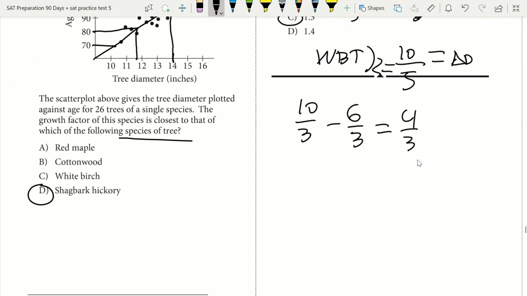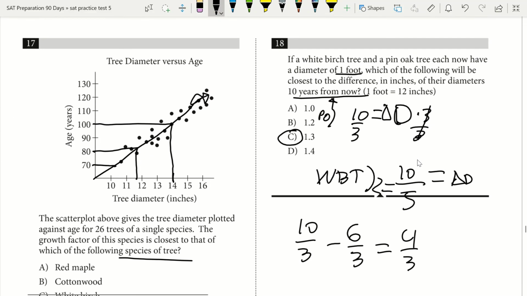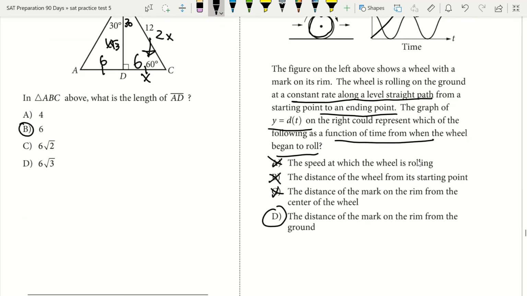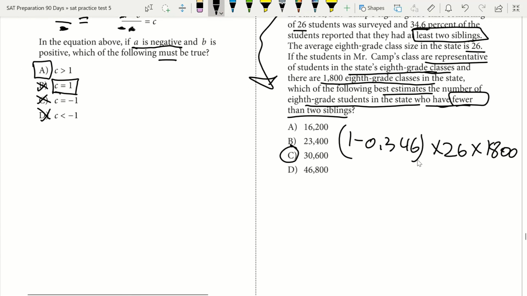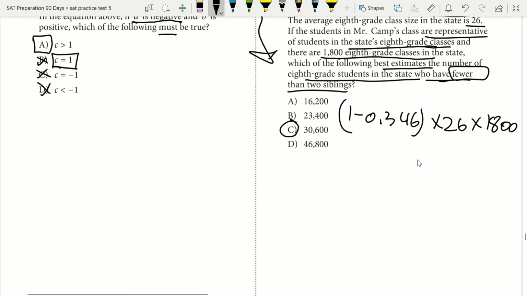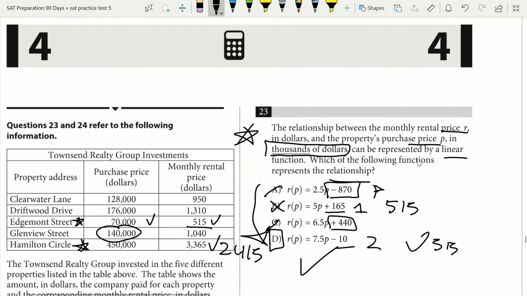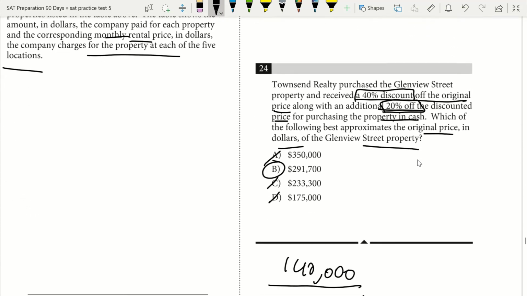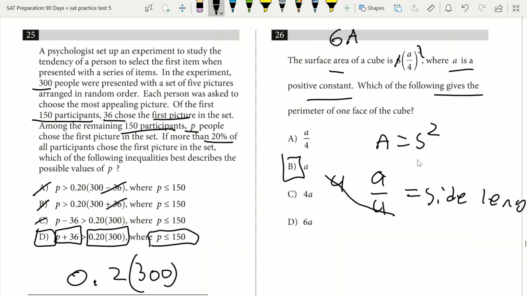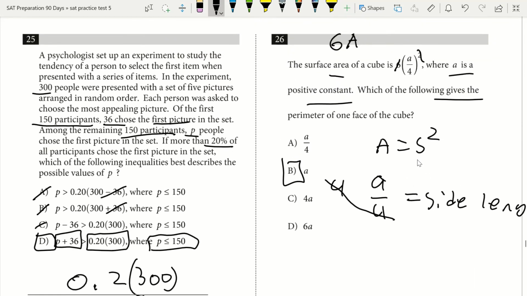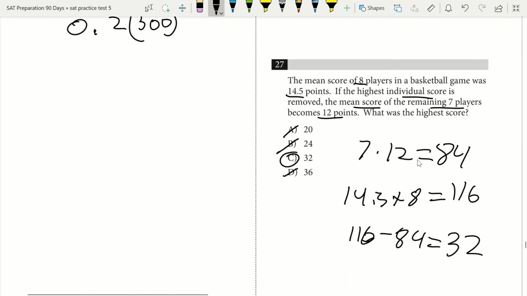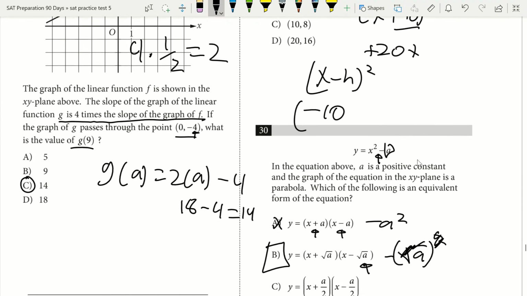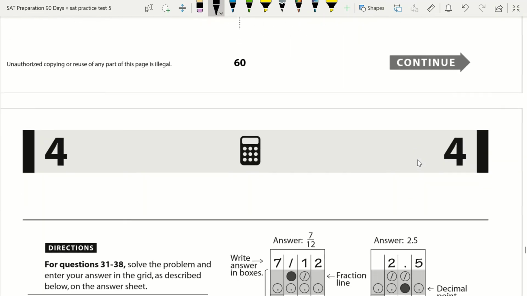Number 15, A. Number 16, D. Number 17, D. Number 18, C. Number 19, B. Number 20, D. Number 21, A. Number 22, C. Number 23, D. Number 24, B. Number 25, D. Number 26, B. Number 27, C. Number 28, C. Number 29, B. Number 30, B.